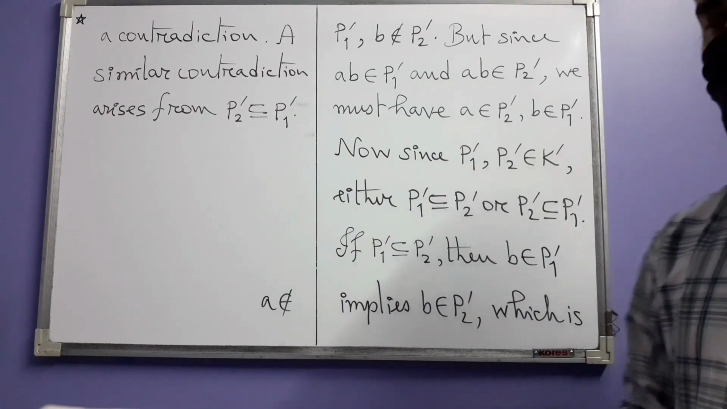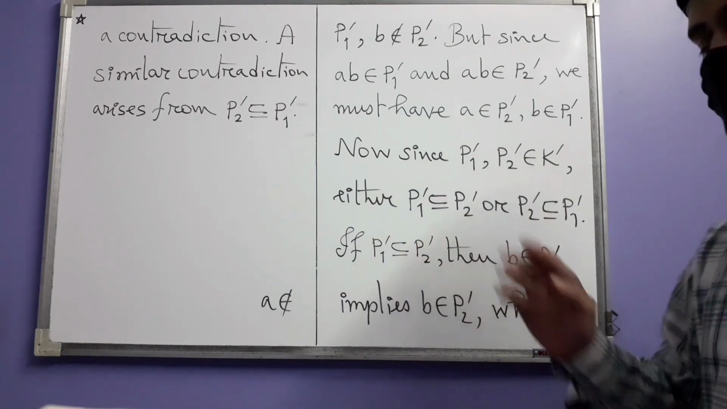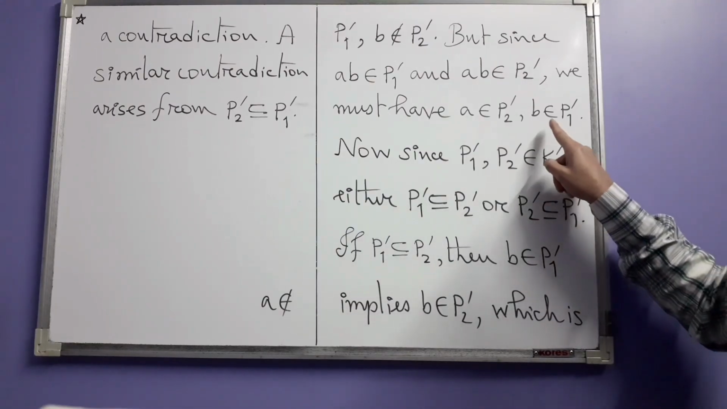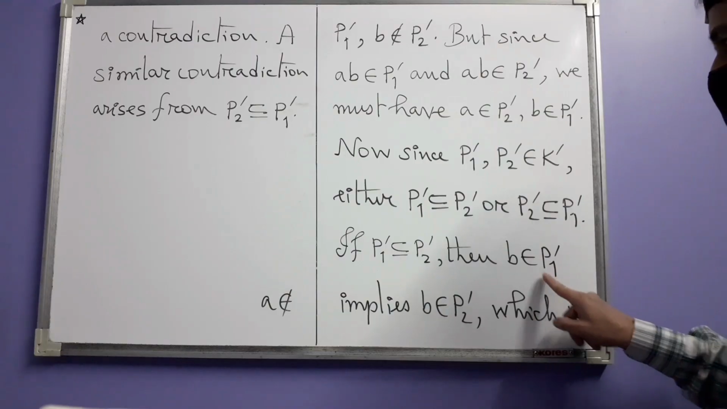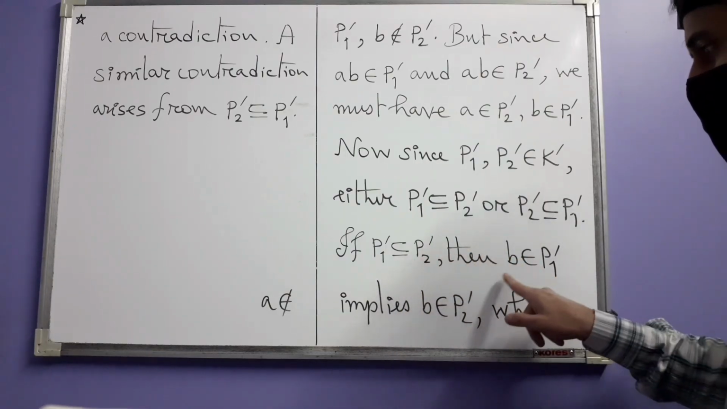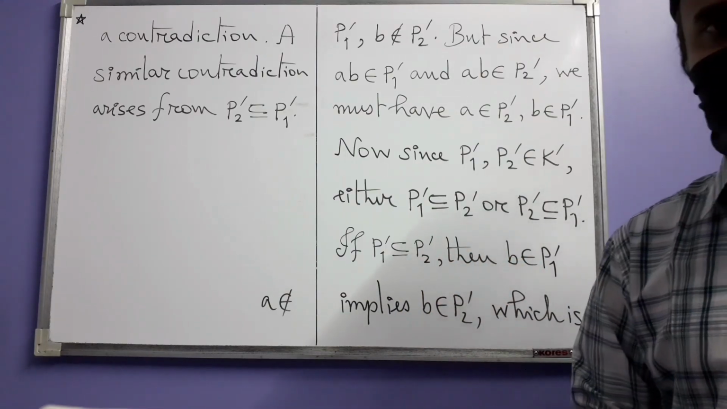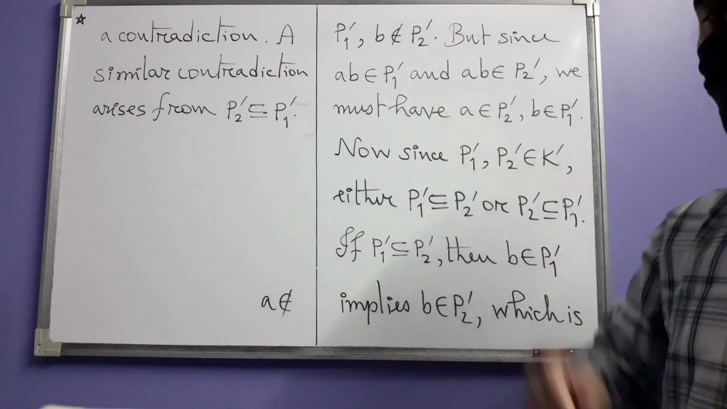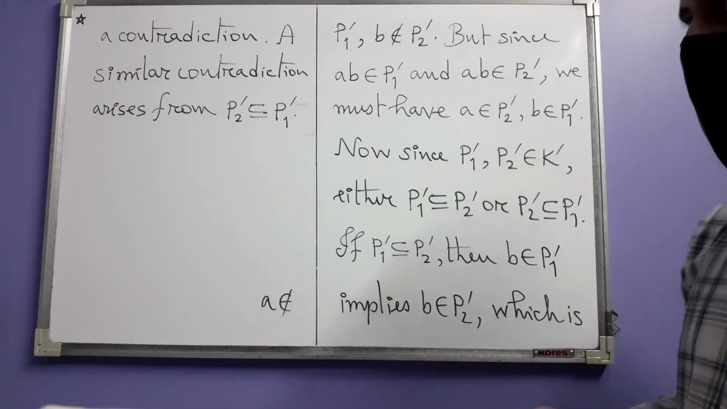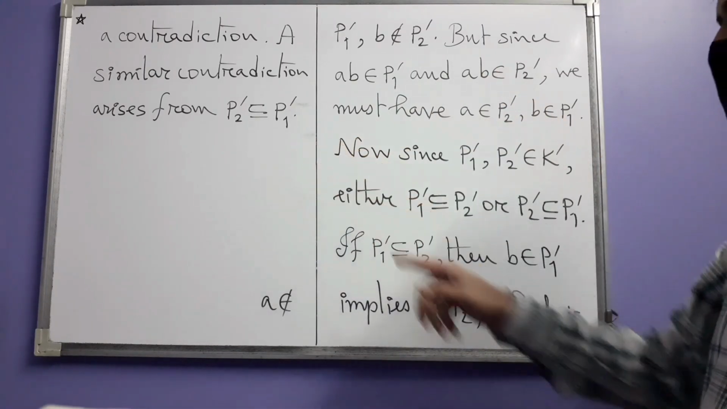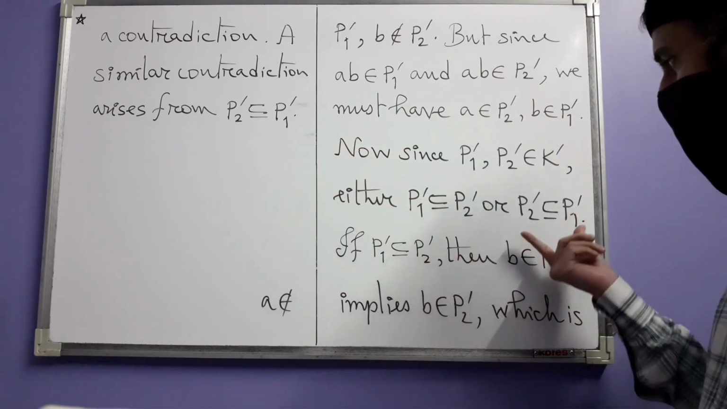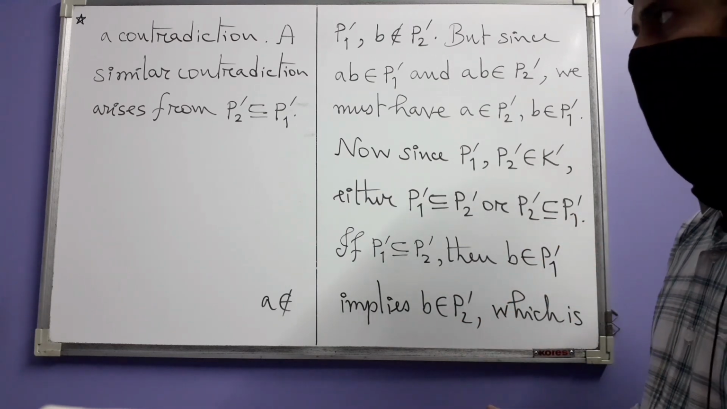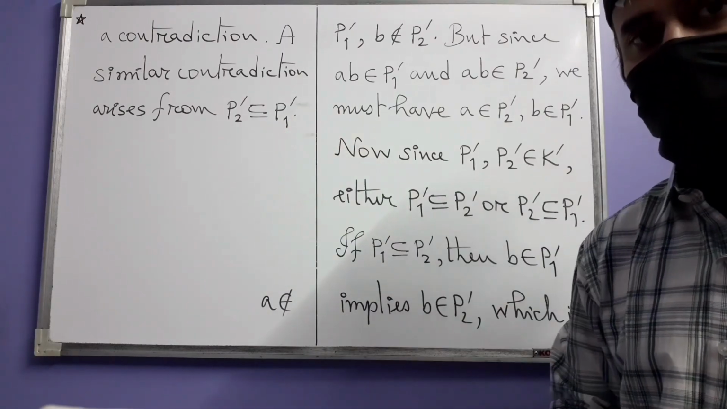Now say the first inclusion is true, that P1 prime is a subset of P2 prime. But then what happens? Then you consider this thing, that B is an element of P1 prime. This inclusion would make B also an element of P2 prime, which is a contradiction to what? To this: B is not an element of P2 prime. And you would get a similar contradiction if you assume this one instead. So we are stuck here, and that just simply means that our earlier supposition is wrong.